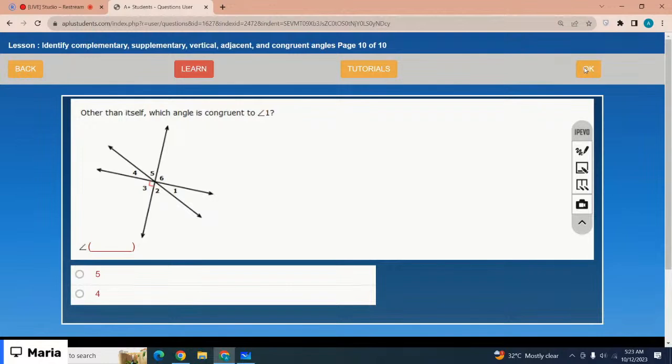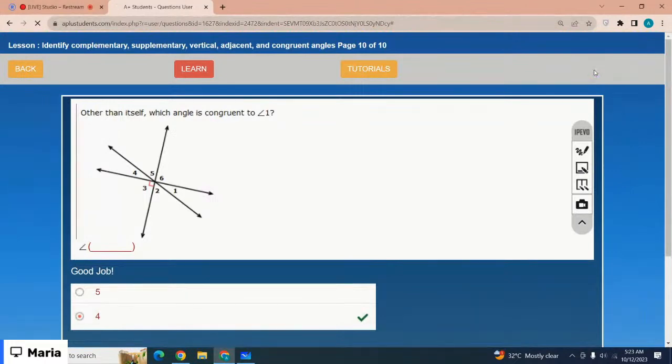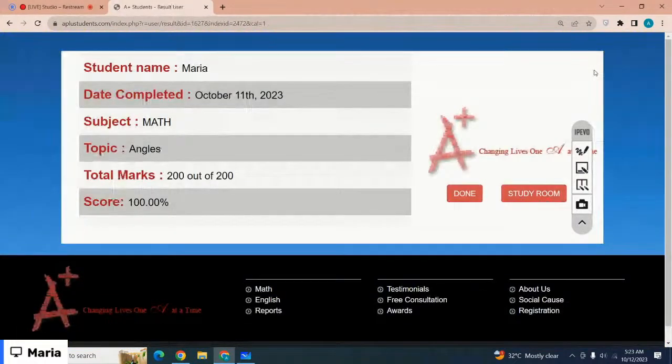Other than itself, which angle is congruent to angle 1? Which is the correct option? Angle 1, that is angle 4, right? The correct option is angle 4. Okay, we are done with the lesson. Let's just see the next one.